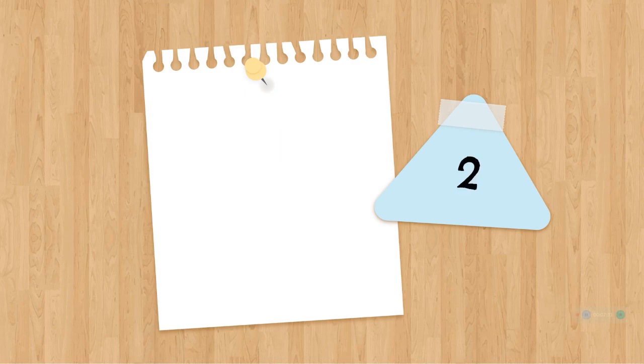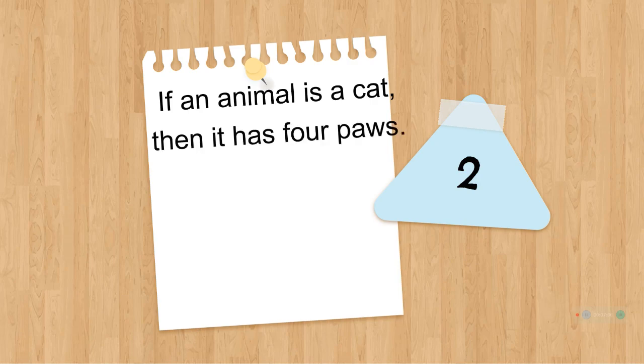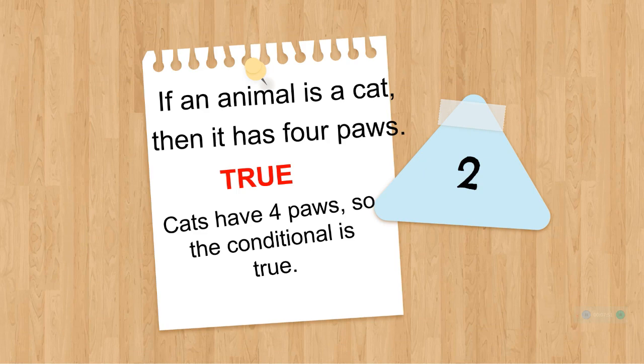Okay, so for our next number, we have number 2. If an animal is a cat, then it has 4 paws. Okay, so do you think it is true or false? The correct answer here is true, because cats have 4 paws. So, the conditional is true.